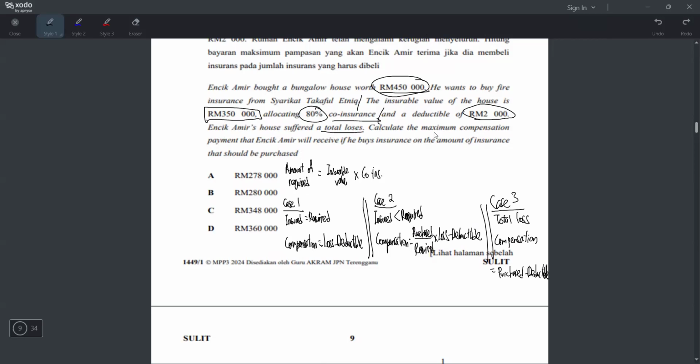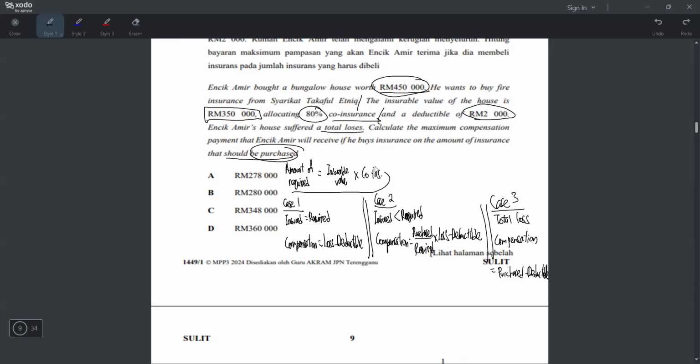And then they say calculate the maximum compensation payment that Encik Amir will receive if he buys insurance on the amount that should be purchased. So he purchased exactly at the required value. Should means harus, harus means required lah. So for case 3, to find compensation you take purchase minus deductible, right?